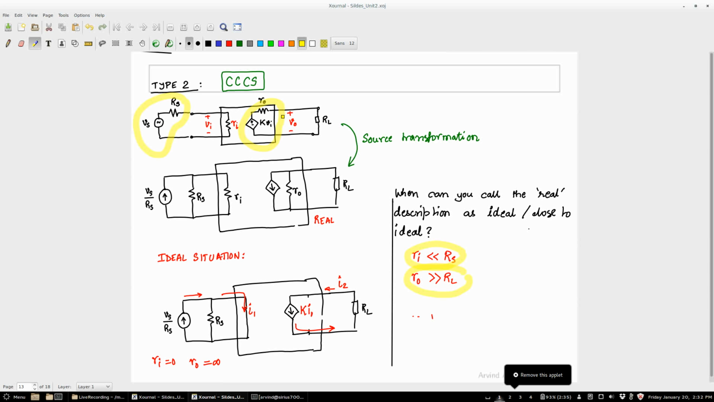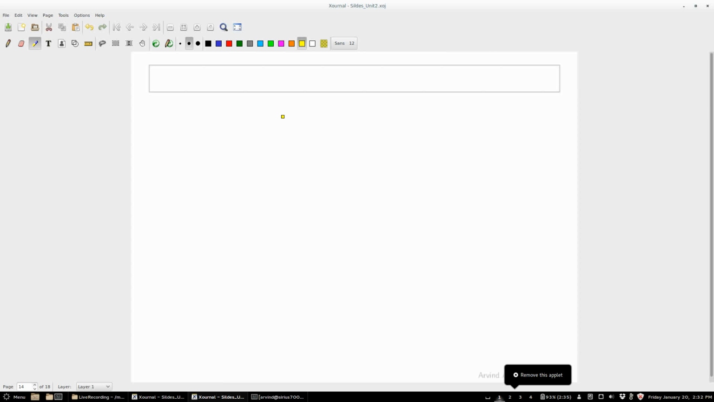Under another limit, when Ri is less than Rs and when Ro is much greater than RL, the same system can be better referred to as a current controlled current source. Starting with the same real system, it can either be modeled as a voltage controlled voltage source or a current controlled current source, depending on the relative magnitudes of the various impedances involved.